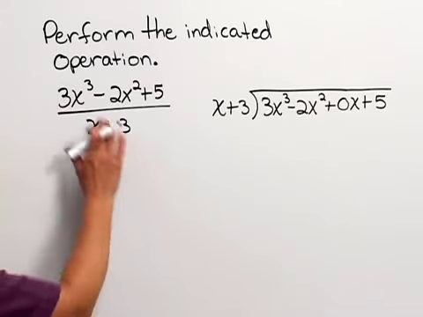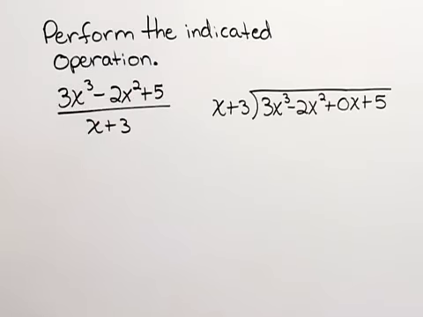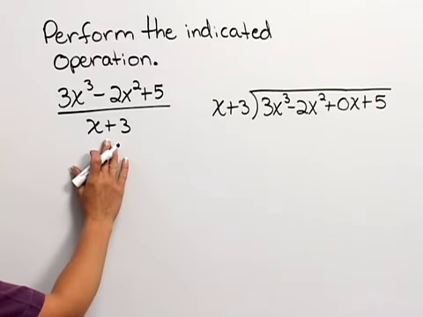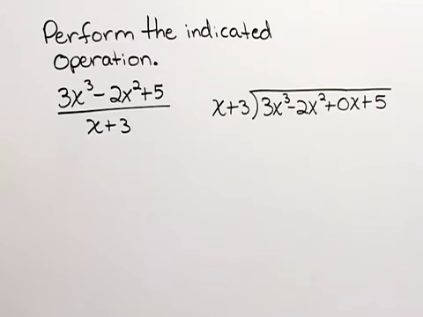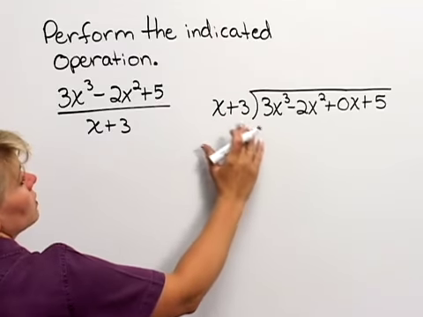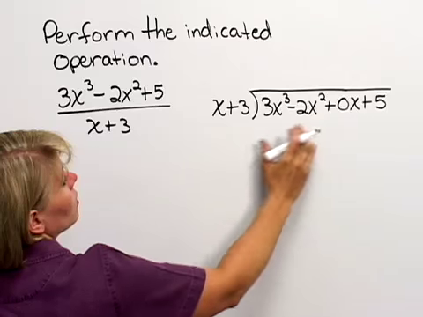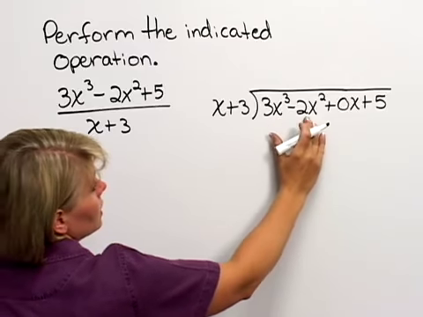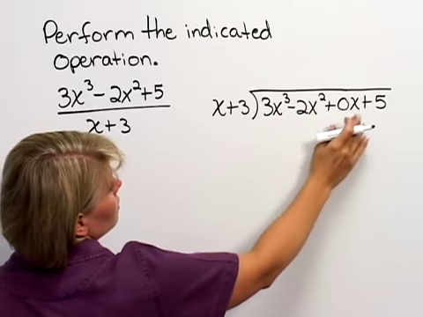In this particular problem, we're taking a polynomial and dividing it by a binomial. When you're dividing by a binomial, you need to do long division. So we rewrite it where we're dividing x plus 3 into our polynomial. We have to have our polynomial in descending order, leaving a space for everything.